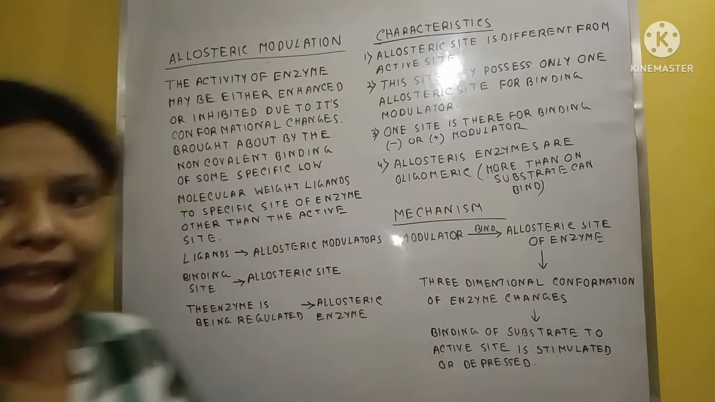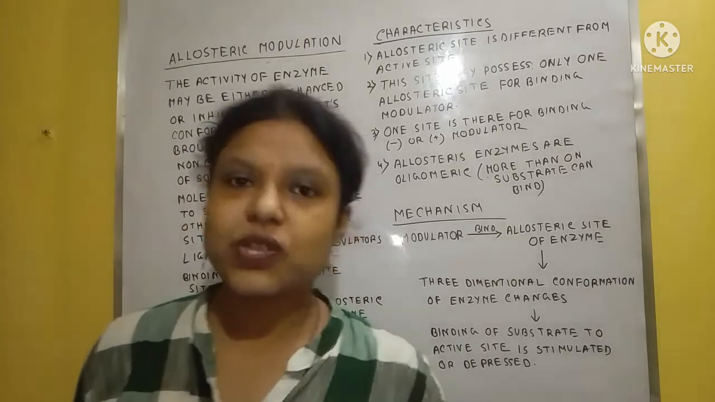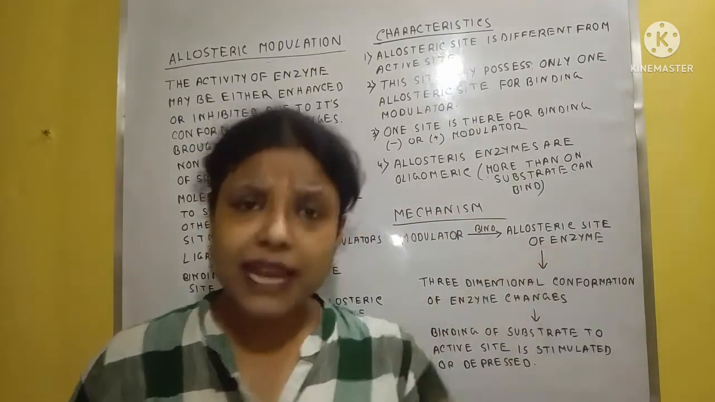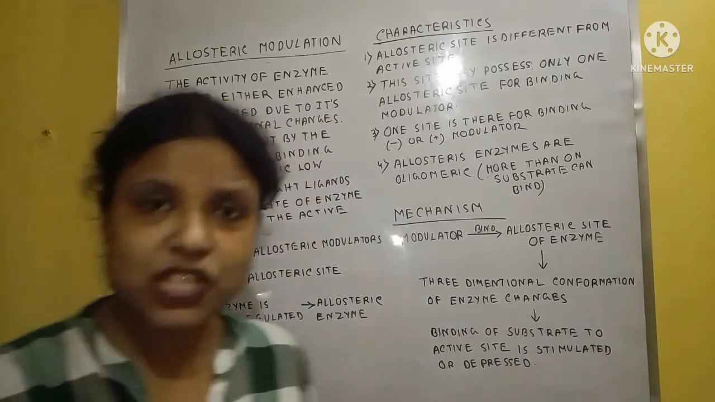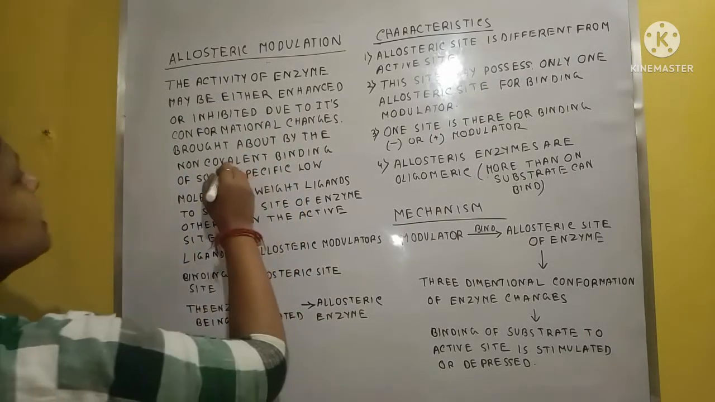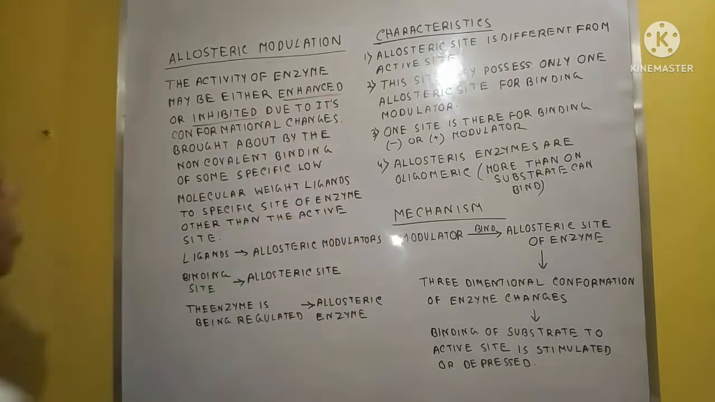So when the ligand binds not to the active site, which is only for the substrate, but to the allosteric site, the reaction can be depressed or stimulated. You can say enhanced or inhibited. So this is called allosteric modulation.